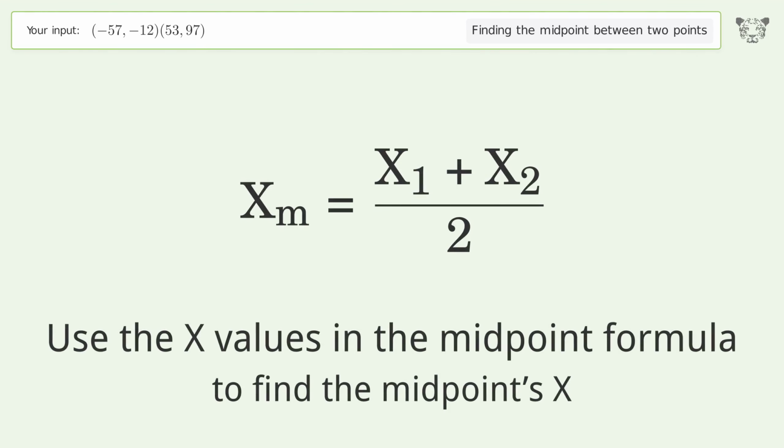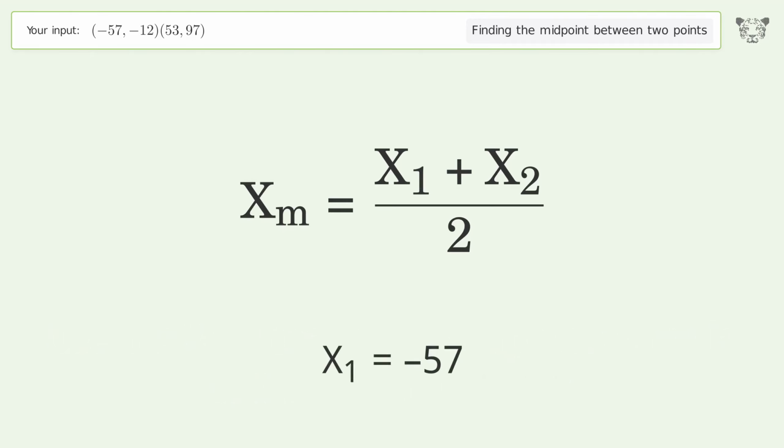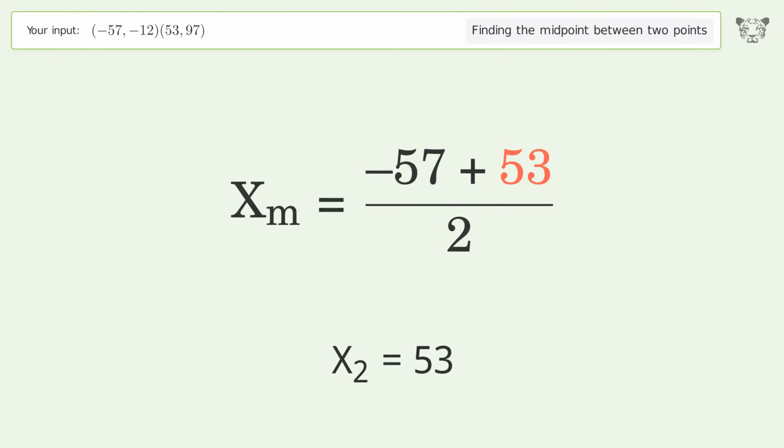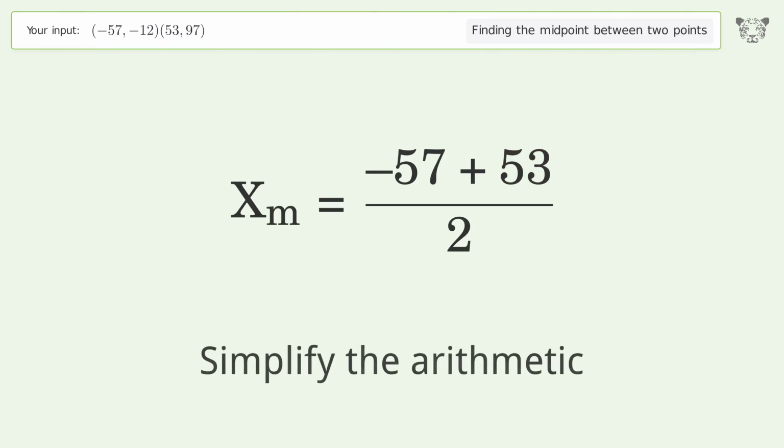Use the x values in the midpoint formula to find the midpoint's x. x1 equals -57. x2 equals 53. Simplify the arithmetic.